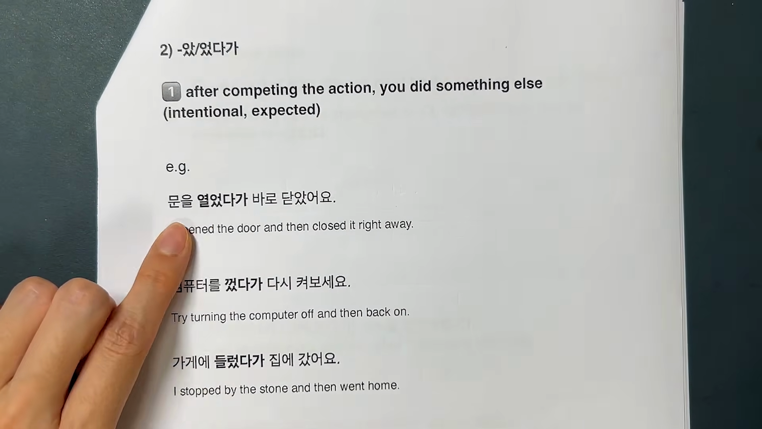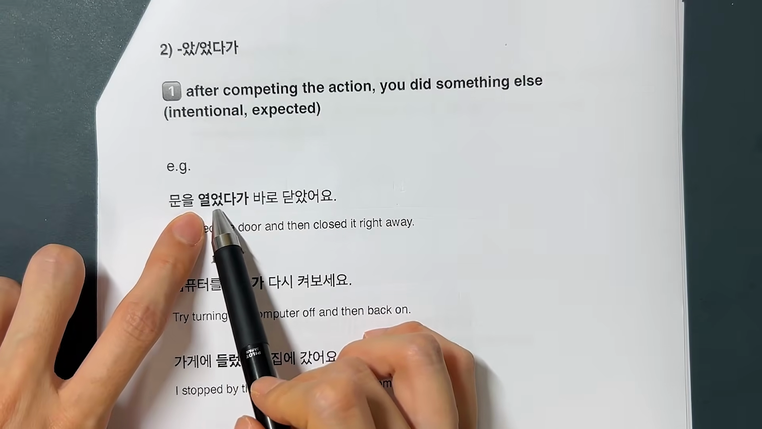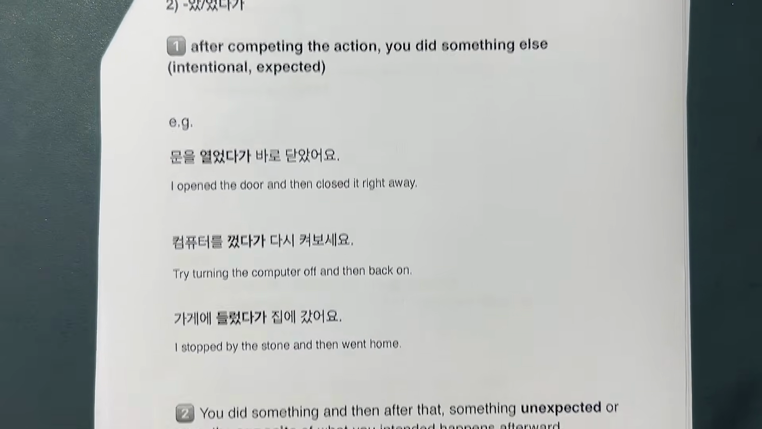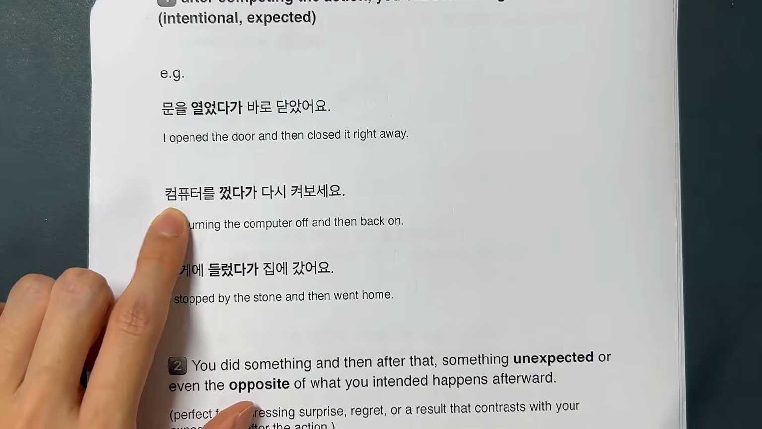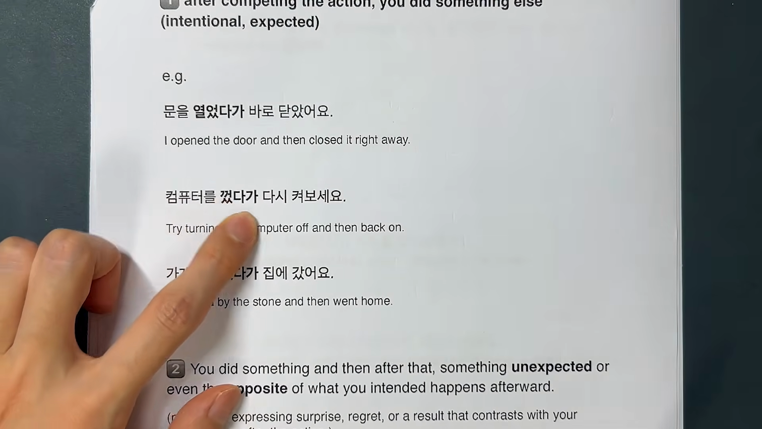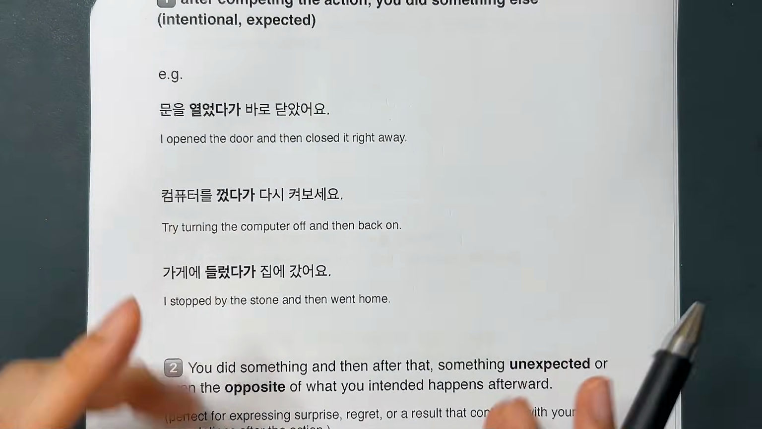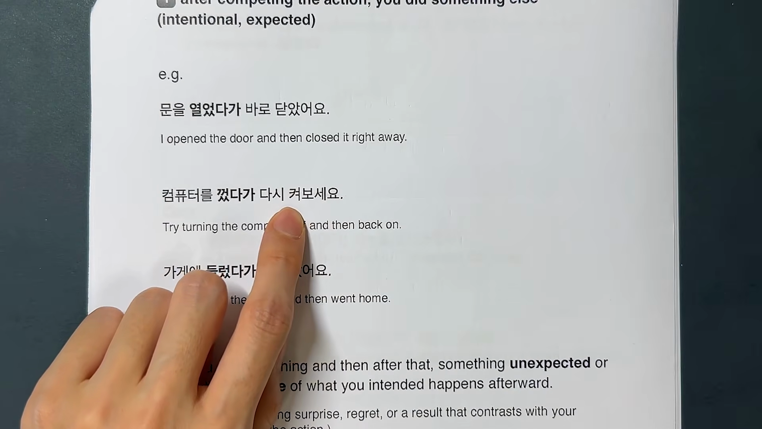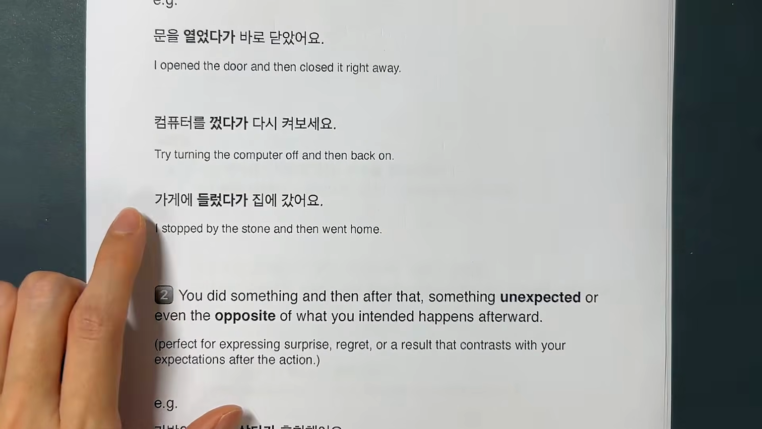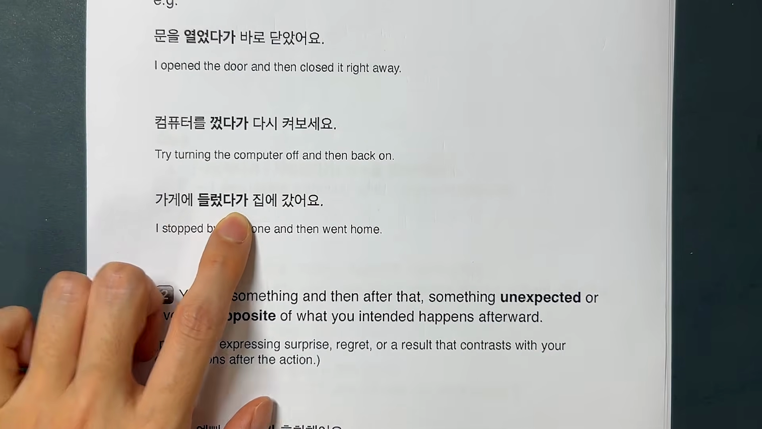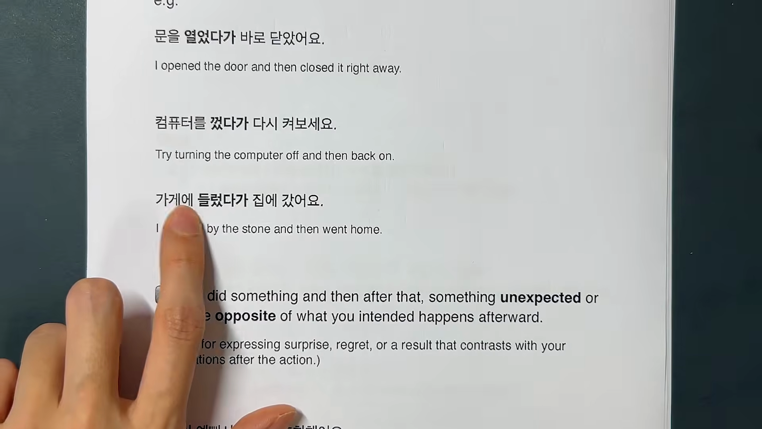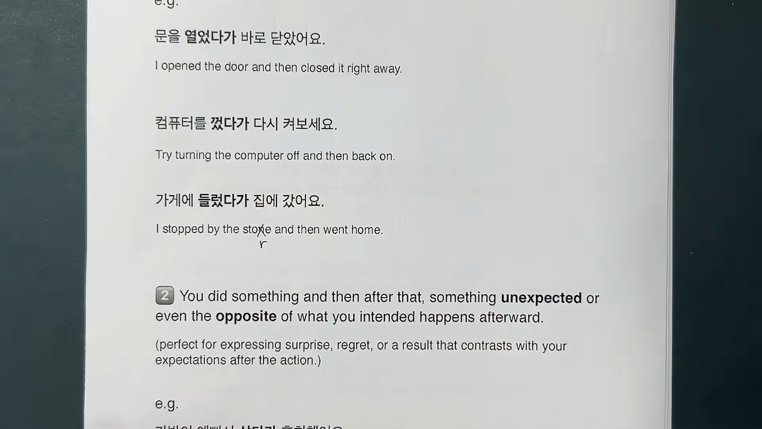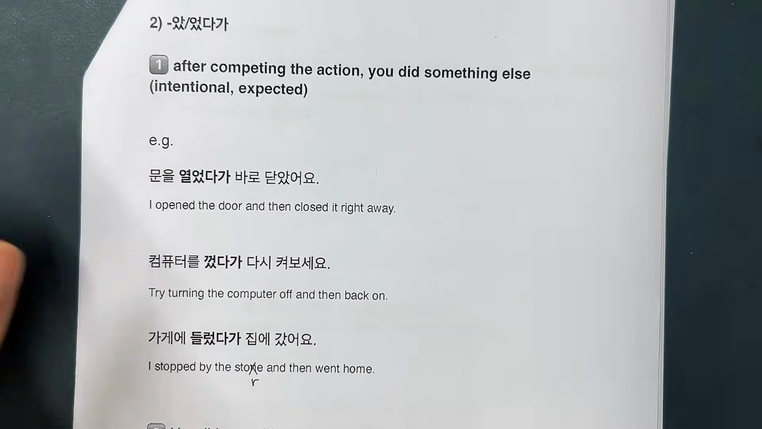So for example, 문을 열었다가, you open the door and after that, right away 닫았어요. You close it right away. 바로 닫았어요. 컴퓨터를 끄다, to turn off the computer. So 컴퓨터를 껐다가, after completing the action of turning off the computer, 다시 켜보세요. Try turning it on again. 켜다 means to turn on, right? And how about this? 가게에 들렀다가 집에 갔어요. So you stop by the store, not stone, store, and after, 집에 갔어요, went back home. So this usage is very straightforward and easy to understand.